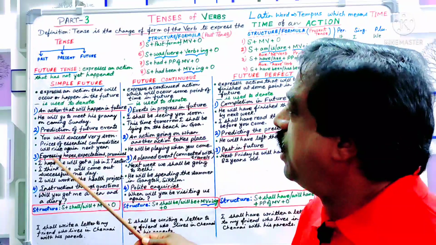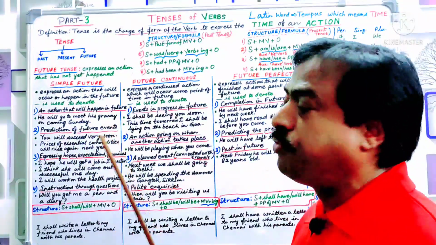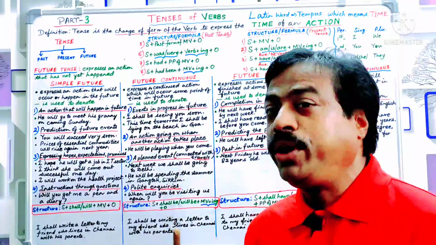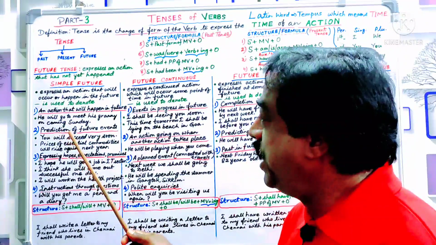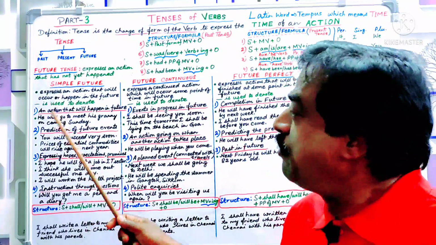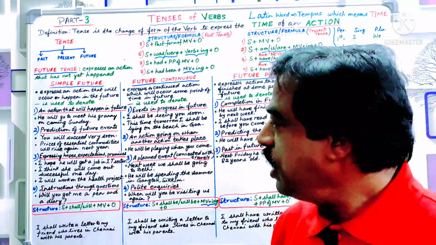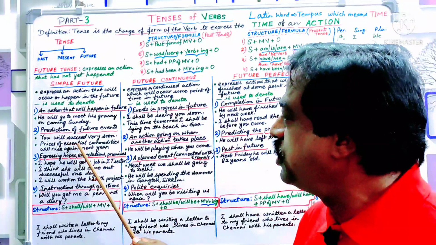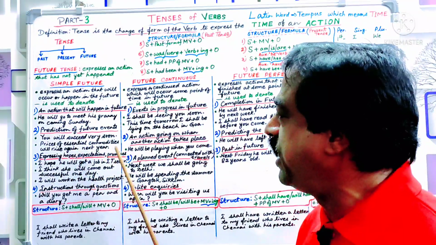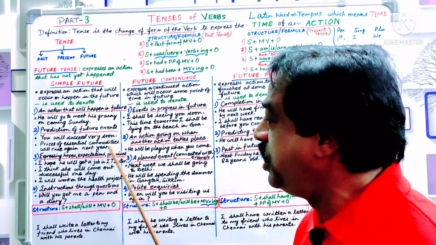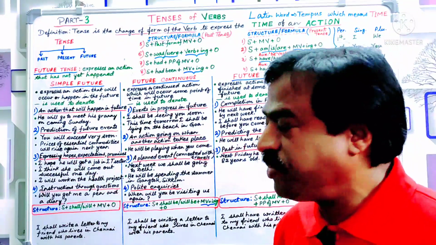Next use can be prediction of future events. I have given two examples here for you. One is, you will succeed very soon, and the second one is, prices of essential commodities will rise again next year. You are predicting that prices of essential commodities will rise again next year.